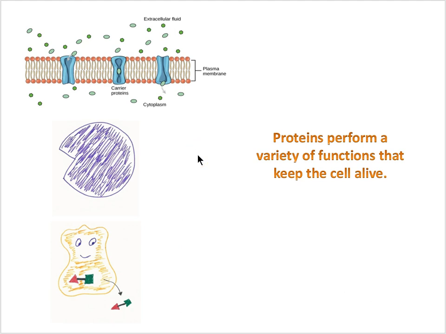Proteins are another class of molecules in the cell. Proteins perform a variety of functions that keep the cell alive. Here we see some proteins in the cell membrane, and they may be involved in importing nutrients or getting wastes out of the cell. Other proteins, like this Pac-Man or Pac-Woman thing here, maybe it breaks some chemical bonds. It helps to do some chemistry in the cell. This protein down here, maybe it also makes a chemical bond between these two molecules, the red and the green molecule. So we've got proteins that do chemical reactions.